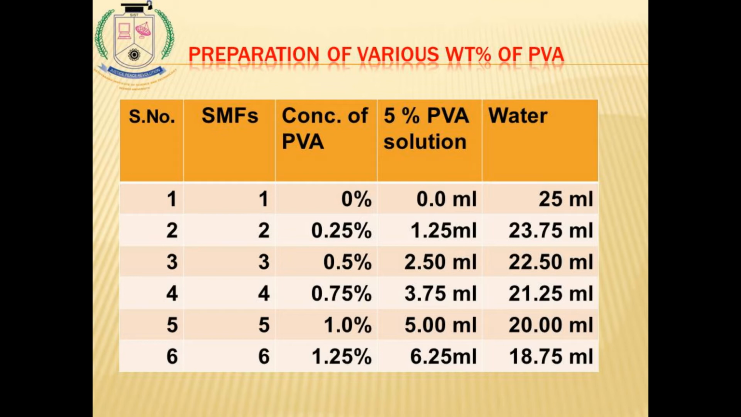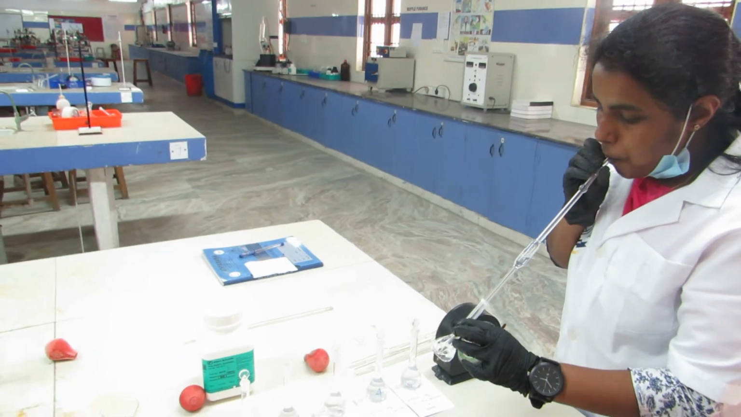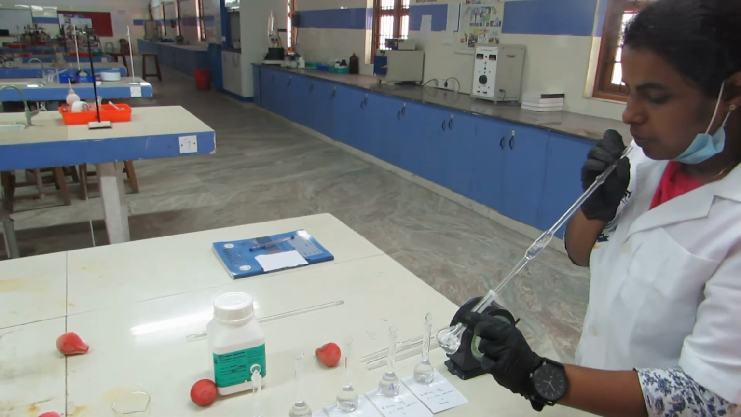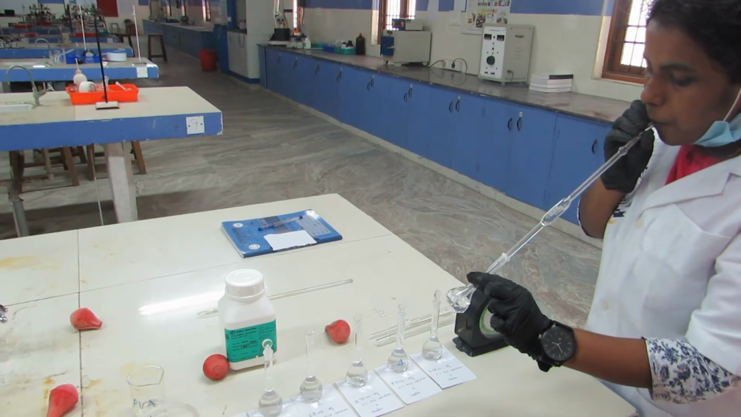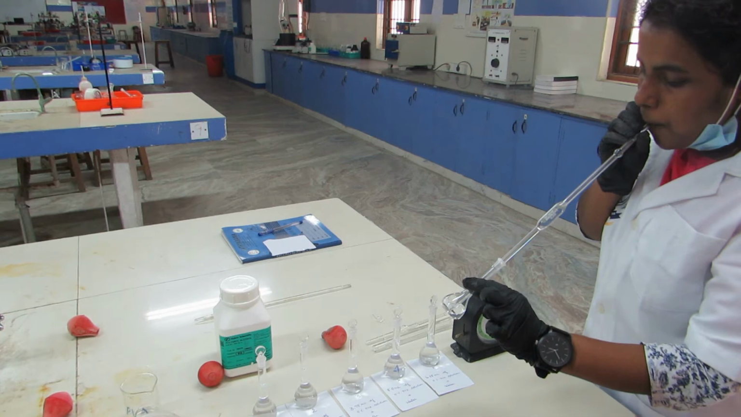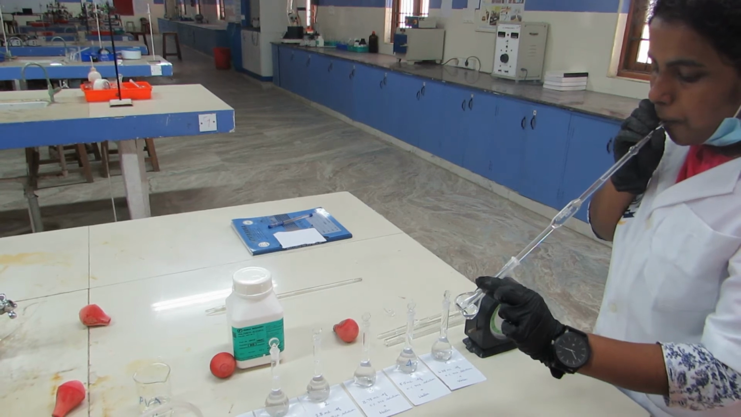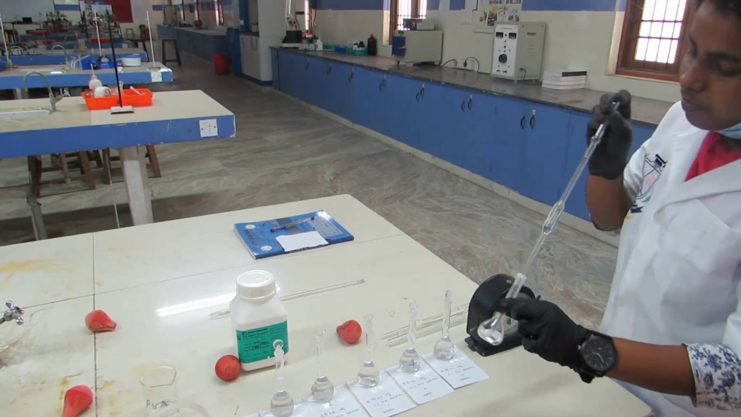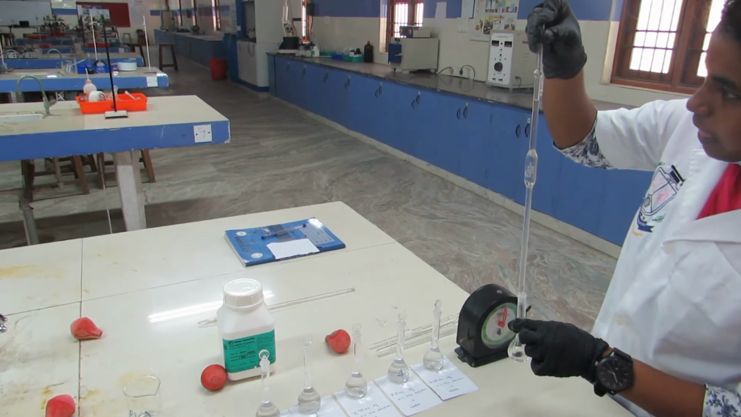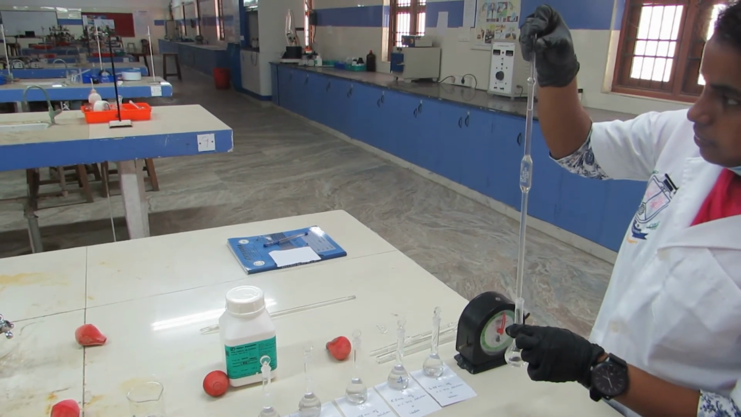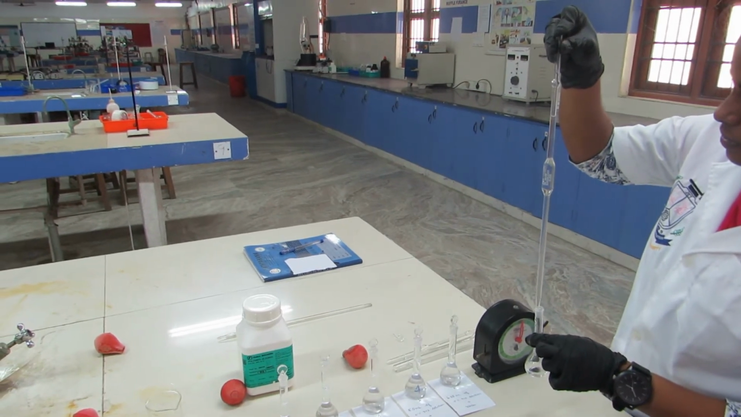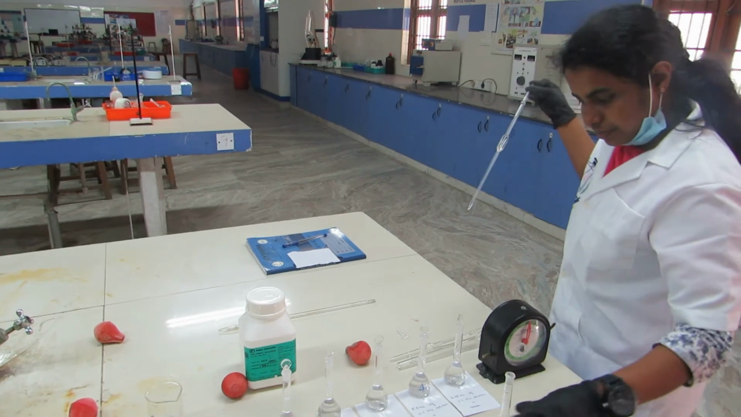Once you mix, we have to take the first SMF, which is having water only. From that SMF, we have to pipette 10 ml of water by using a 10 ml pipette. We are pipetting now. Exactly, we have to take 10 ml of water. So once you take the water in the pipette, we have to release the water into the viscometer.